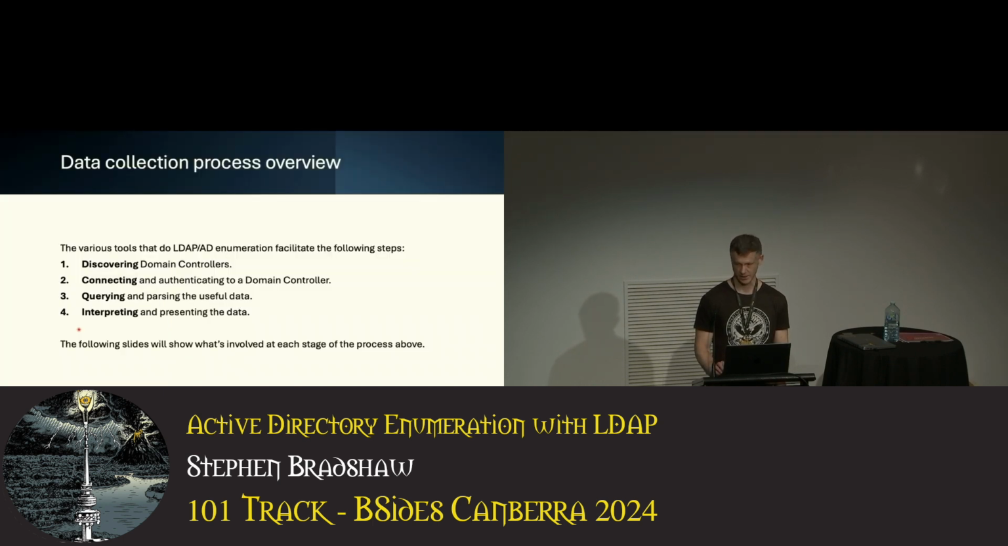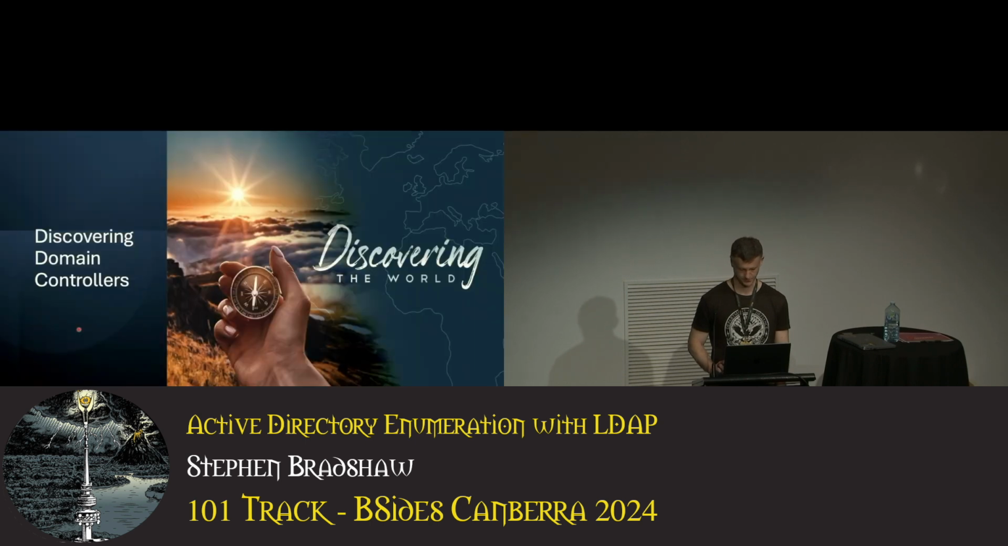So I've outlined here a 4-step process for actually performing this collection. The first step involves discovering the domain controllers that you actually want to enumerate. The second step is connecting and authenticating to a particular domain controller. The third step is querying and parsing the data, so it's in a useful format that you can use. Then, finally, you want to be able to interpret and present it in a format that's useful so you can actually identify useful attack opportunities. So in the following slides, I'm going to talk about each of these steps in detail.